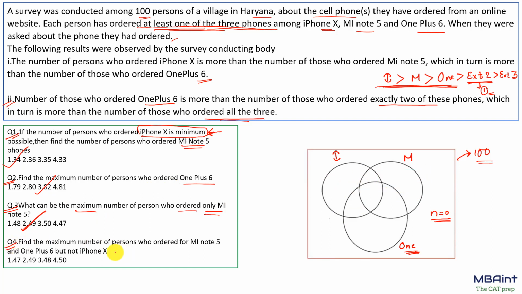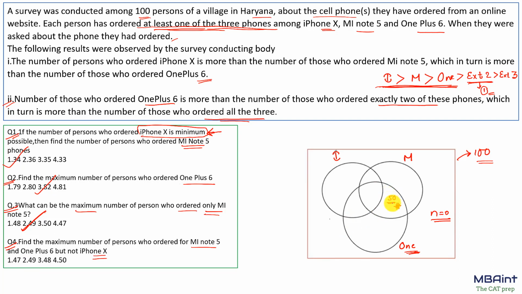Now let's see question number 4. Find the maximum number of person who ordered MI Note 5 and OnePlus but not iPhone X. So it's nothing but asking to maximize this region, right? Now let's look into the option. Option is 50, 49, 48 and 47. Now I can clearly see that I cannot take it as 50.